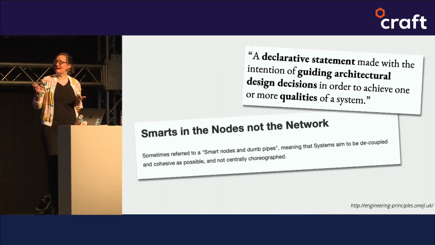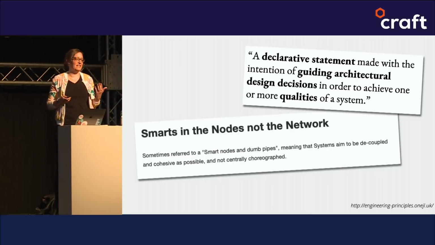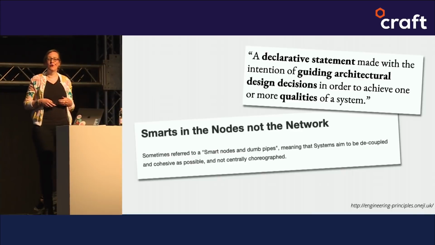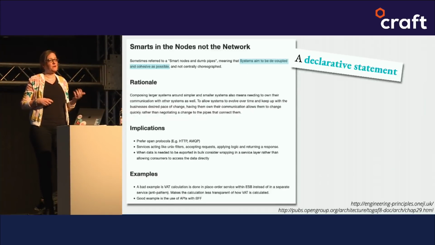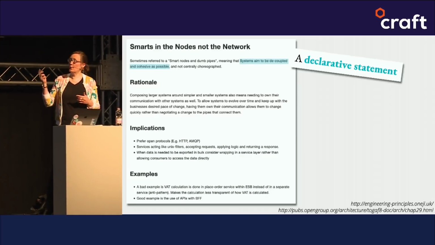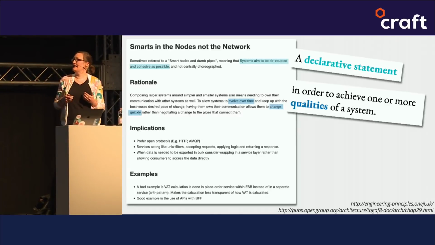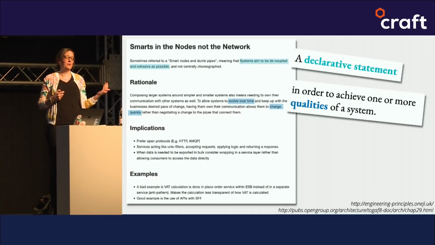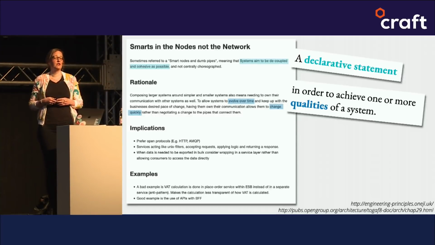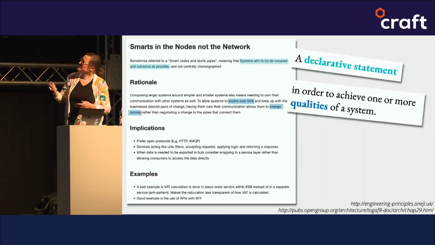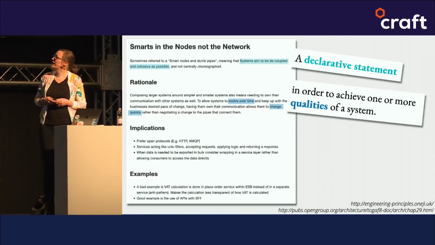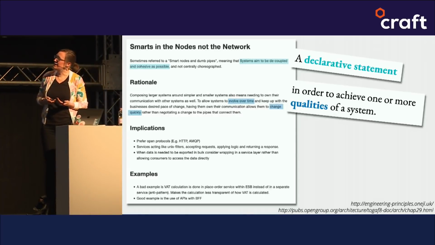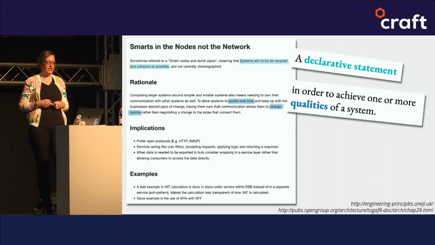But I don't know about you, but as a developer in a team, if somebody showed you this principle, you might not yet know how it actually guides your design decisions, or what the qualities of a system are. So that's why there's usually more. You have the declarative statement, and then it's super important to talk about the rationale, the reasoning behind why we think that is getting us closer to the qualities of our system. In this case, they even mention that they want to evolve over time, keep up with the pace of change, and change quickly. So that's their rationale behind this.